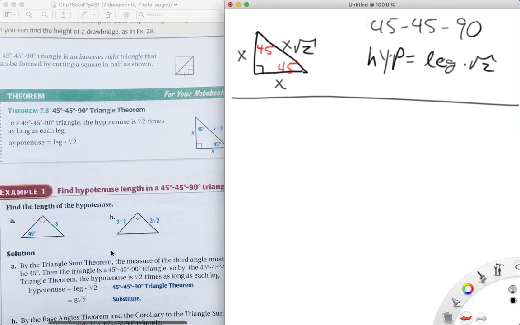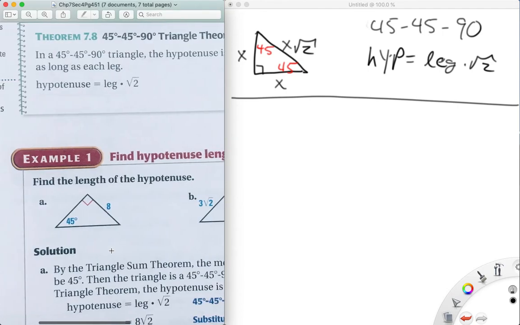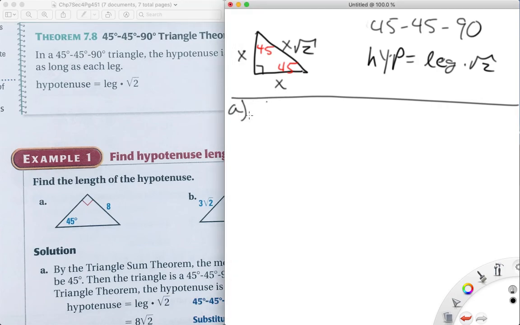Here, for A, they give me the clue that this is a 45, 45, 90. They give me the leg. I know this is the leg because this is the hypotenuse, opposite of this 90 degree. So this would be the hypotenuse. Here's the 90 degree. So this is the leg. So for A, since I know that the leg is x, I can find the hypotenuse by multiplying the leg times the square root of 2. So this would be the hypotenuse, and that would be it.